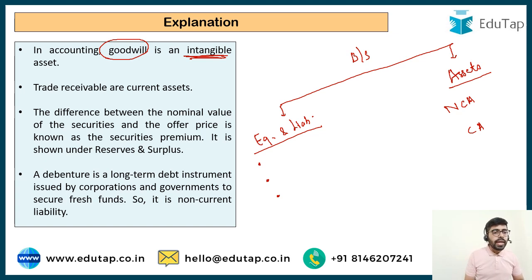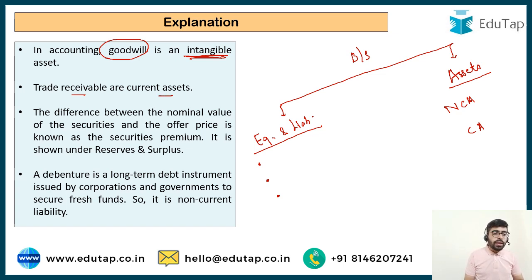Then our trade receivable. What are trade receivables? You have sold some goods on credit. Now you are going to receive this particular money in a few days' time. So they are sort of debtors for you and you are going to easily get the money within a short span of time, less than 12 months. So this is going to be your current asset.